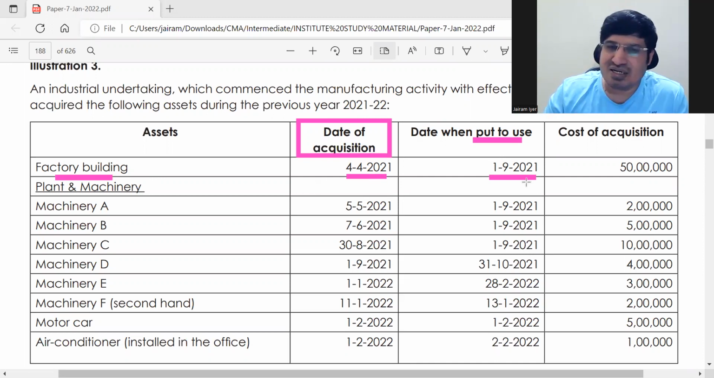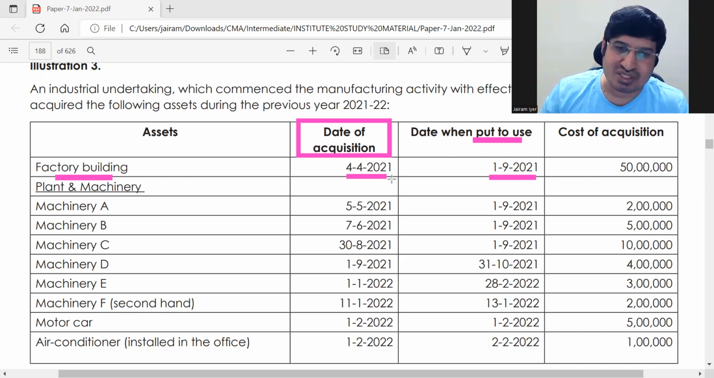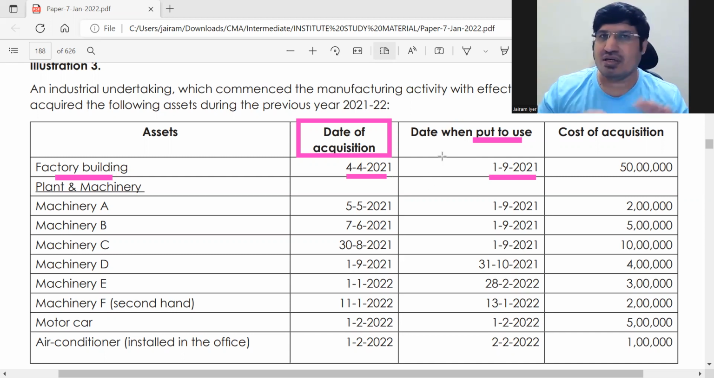Very, very rarely it will happen that you've got an asset, you have put it to use first, and then your paperwork is completed. In that case, again, you will go with whichever is later. Once it has become your own, only from that point you will compute the depreciation. Till you are not the owner of that asset, you are not entitled to depreciation. But 99% of the problems will be like that, because after acquiring only you will put it to use.